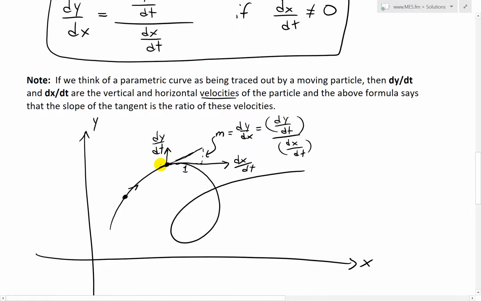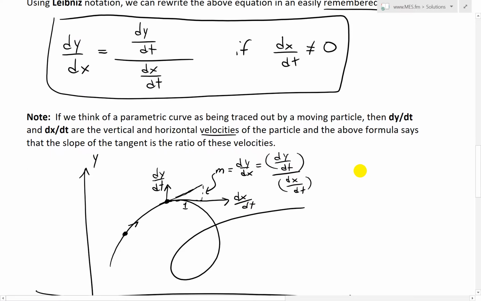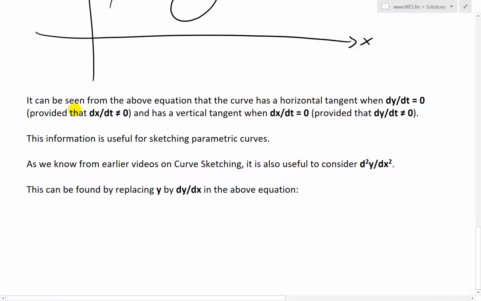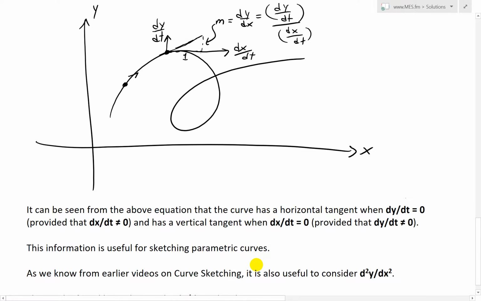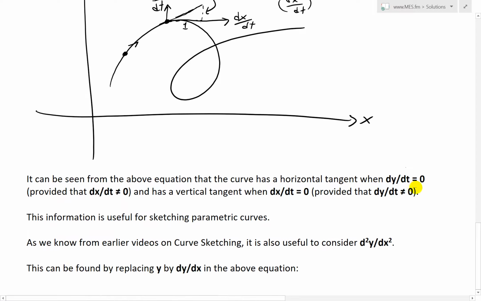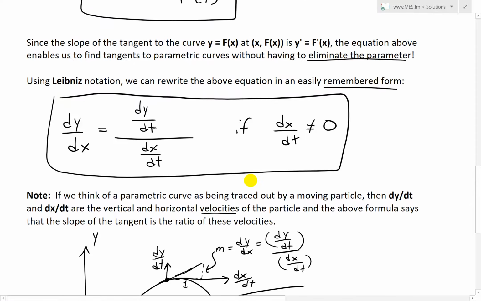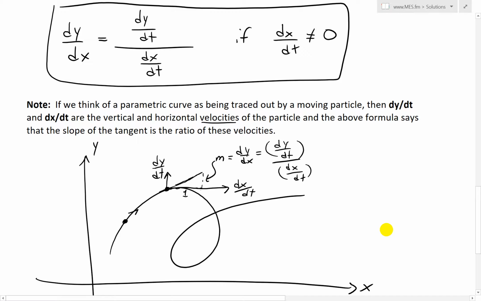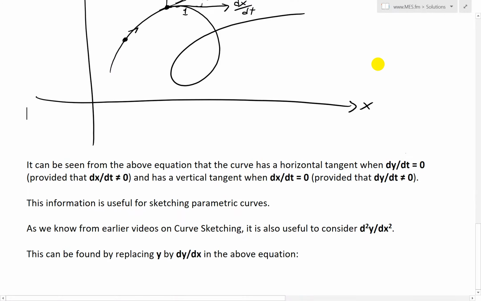And again, the particle moves at different speeds, as I've shown in my earlier videos, so make sure to check those out. And now what I want to state is that it can be seen from the above equation that the curve has a horizontal tangent when dy over dt equals 0. That's basically if the vertical component is 0, then what we end up having is a flat line. So it's not moving up. We end up getting a flat line, which is the same as dy over dx equaling 0.